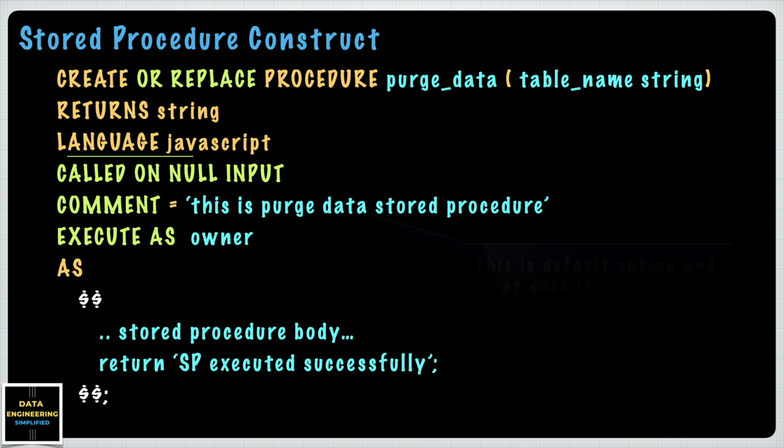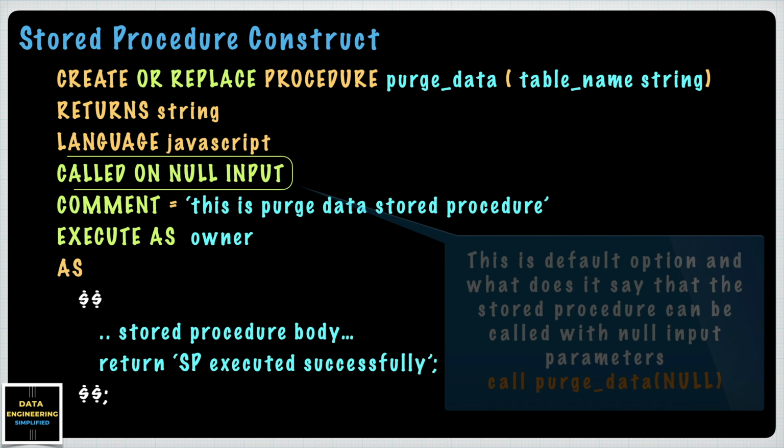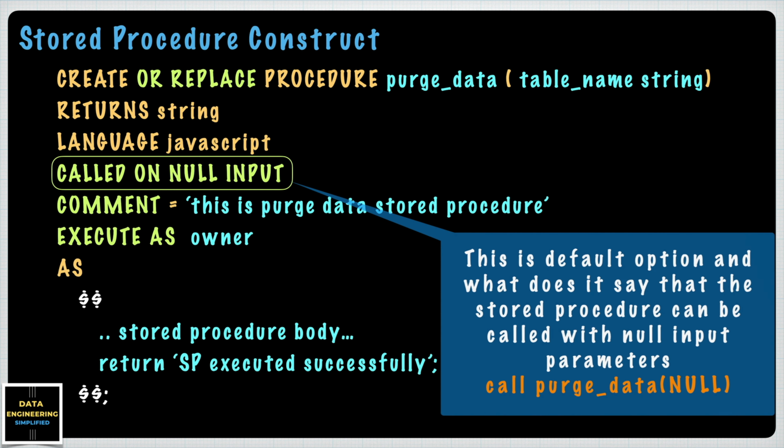This is the default option, and what does it say? That the stored procedure can be called with null input. For example, call purge_data, and in the brackets you can give null, and this stored procedure will work successfully, and it will also execute all the SQL statements within the double dollar sign.